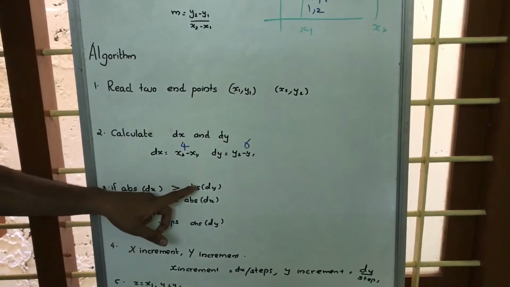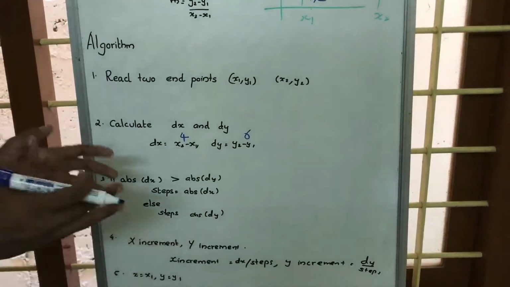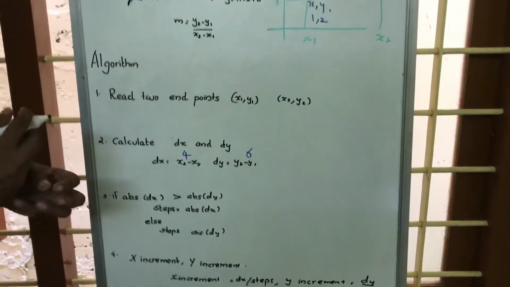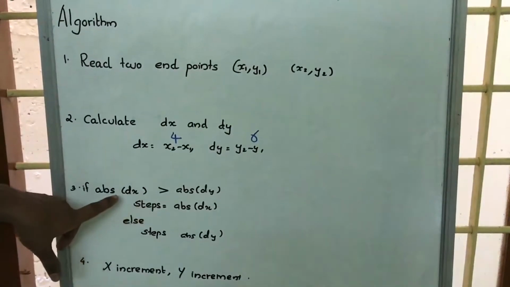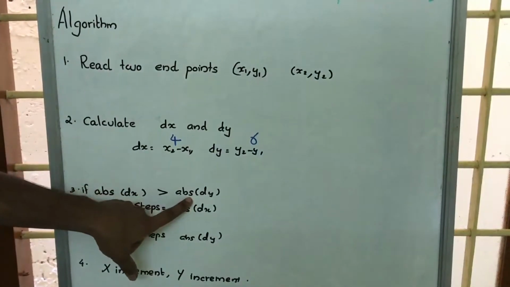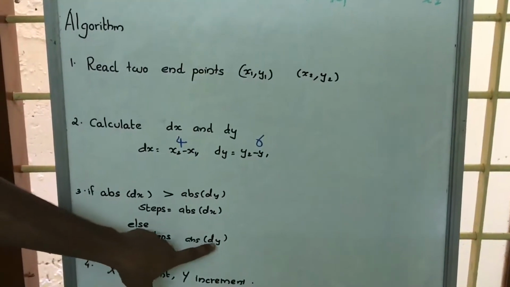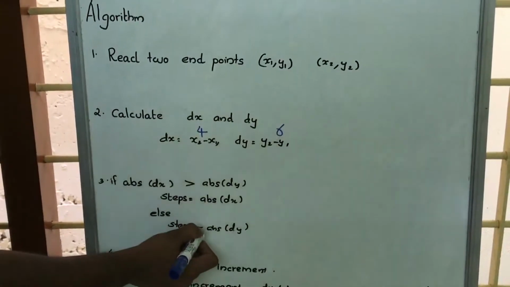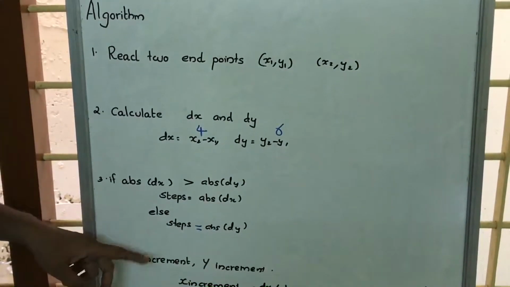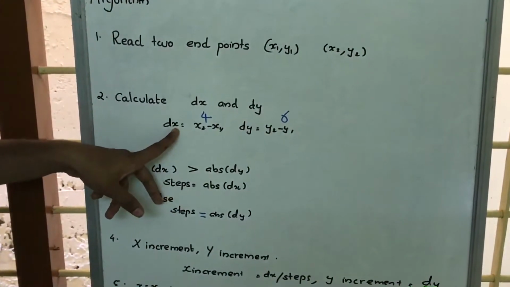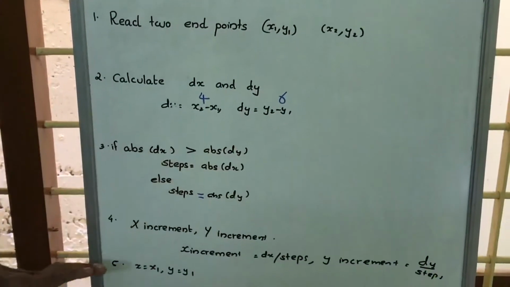If absolute dx is greater than absolute dy, then steps is equal to absolute dx. Steps is some integer; we define int steps. Here absolute dx is less than absolute dy, so steps is equal to absolute dy. The value of absolute dy, that is 6, is stored in steps. Or else, if dx were higher, its value would have been stored in steps. So here steps is equal to 6.